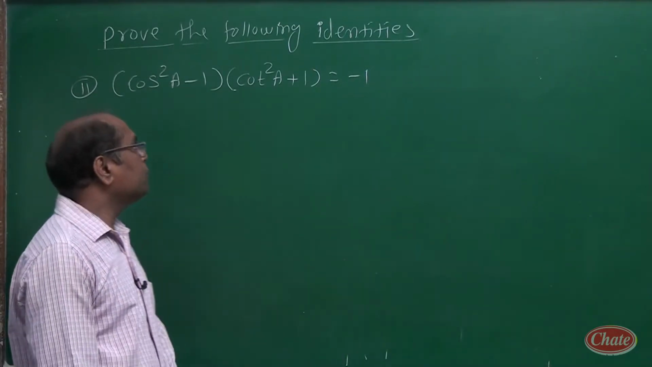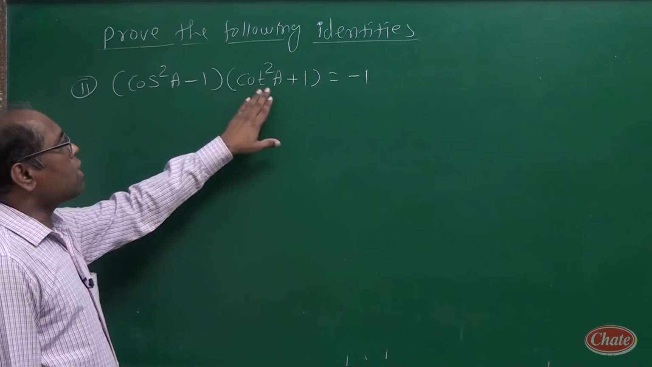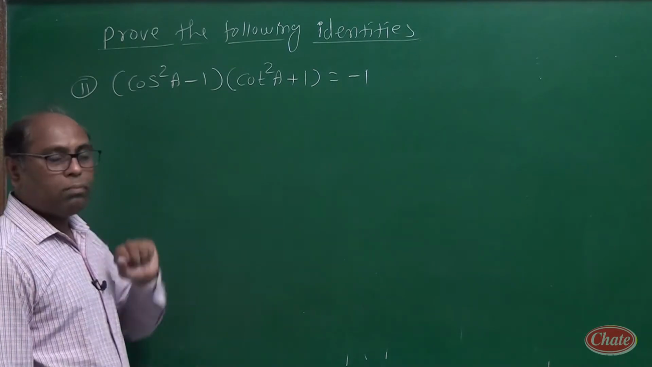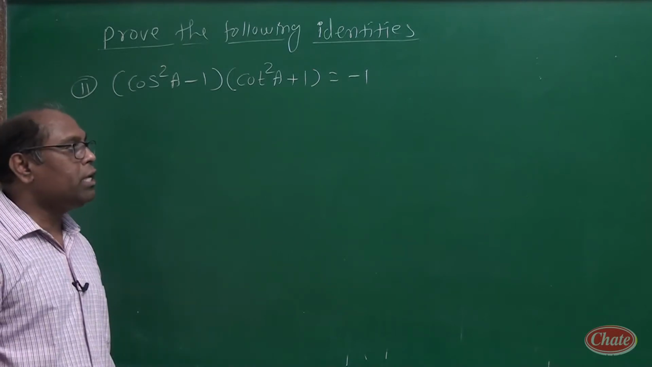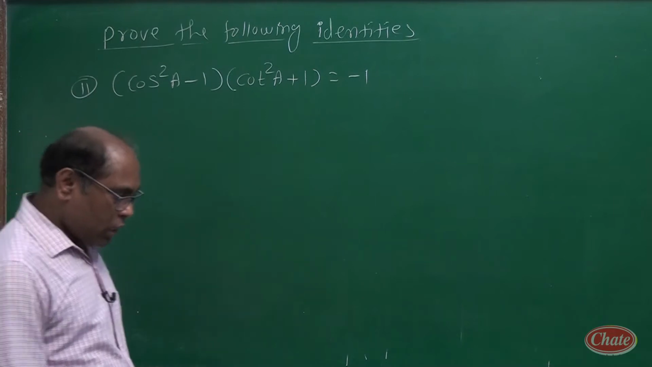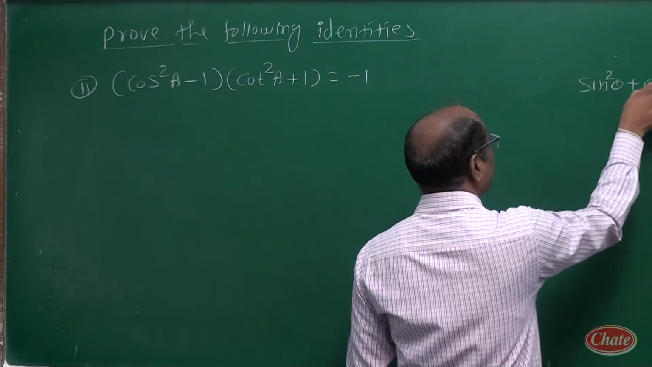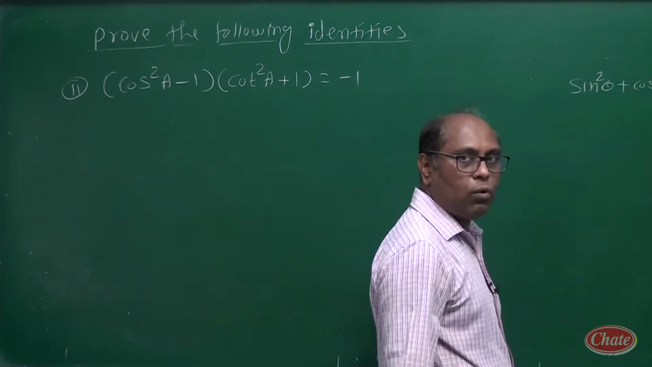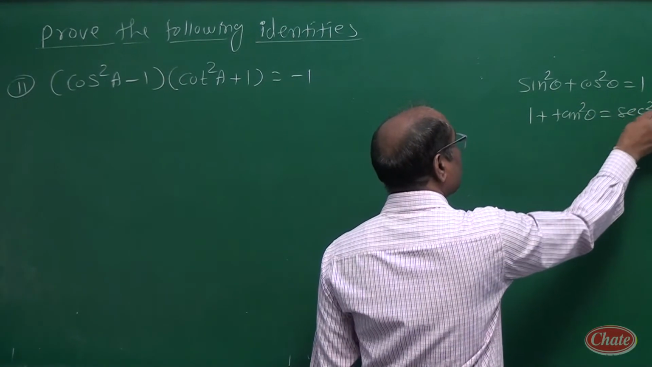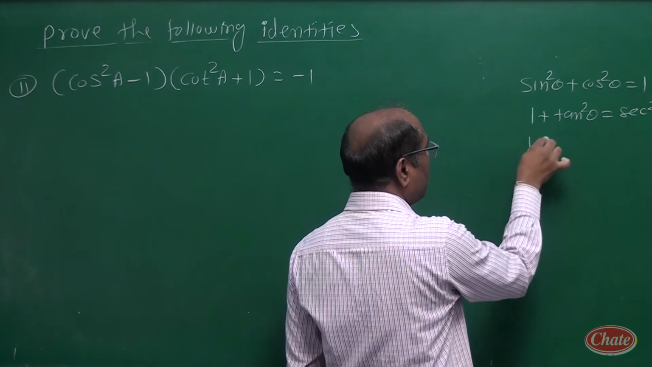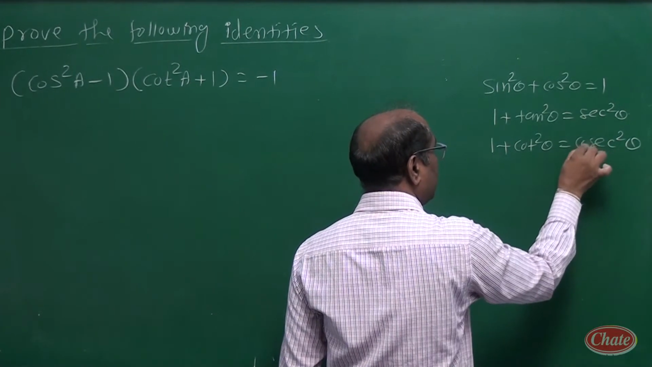Okay, the next question is, we have to prove that (cos² A − 1)(cot² A + 1) is equal to −1. In this sum we have to use the identities of trigonometric functions. What are the identities? First, sin² θ + cos² θ = 1. Second, 1 + tan² θ = sec² θ. And third, 1 + cot² θ = cosec² θ.